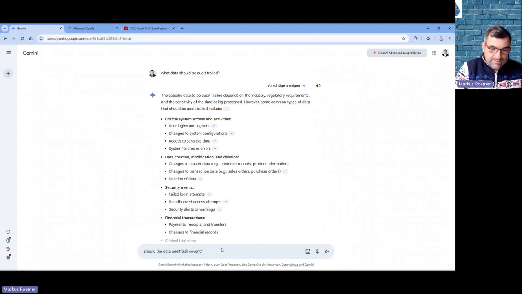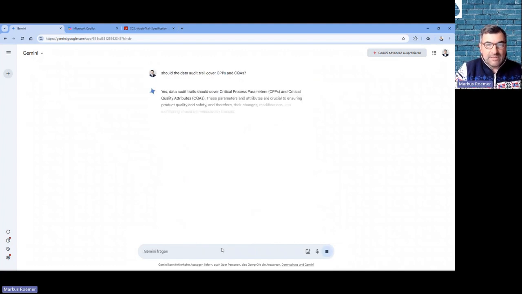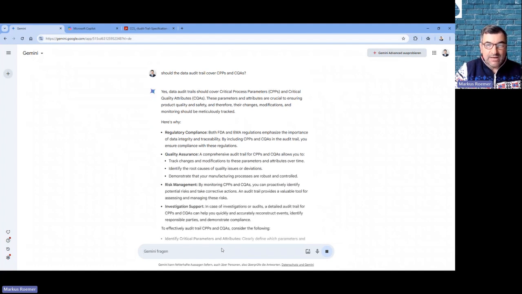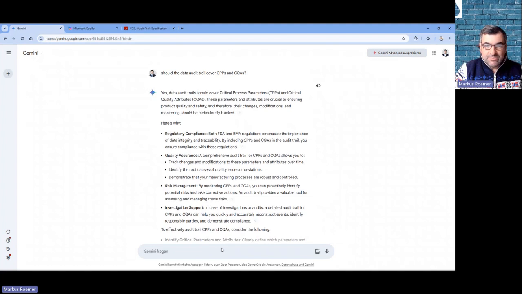Okay, let's ask, should the data audit trail cover CPPs and CQAs? I would not agree that an audit trail, in general, yes, but security events, or is that a security trail? Okay, let's see what he's saying. Yes, the data audit trail should cover critical process parameters and quality attributes.